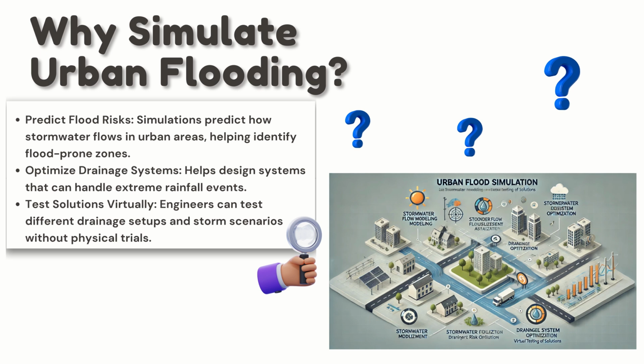Now, let's discuss why simulating urban flooding is essential. Through simulation, we can accurately predict flood risks by analyzing how stormwater flows in urban areas, helping us identify flood-prone zones before disasters occur. Additionally, simulations allow us to optimize drainage systems, ensuring they are designed to handle extreme rainfall effectively. Most importantly, this technology enables us to test different drainage solutions in storm scenarios virtually, eliminating the need for costly and time-consuming physical trials. By leveraging simulations, we can develop smarter, more resilient flood management strategies for our cities.